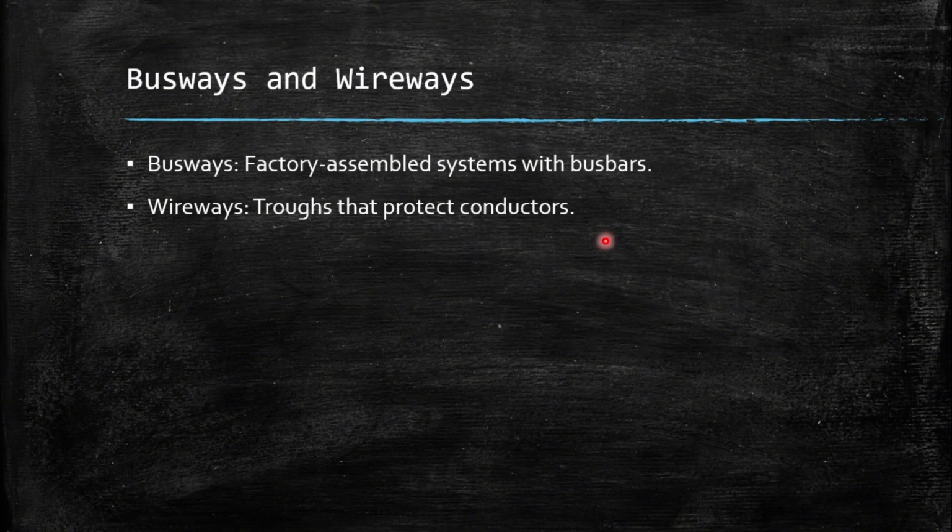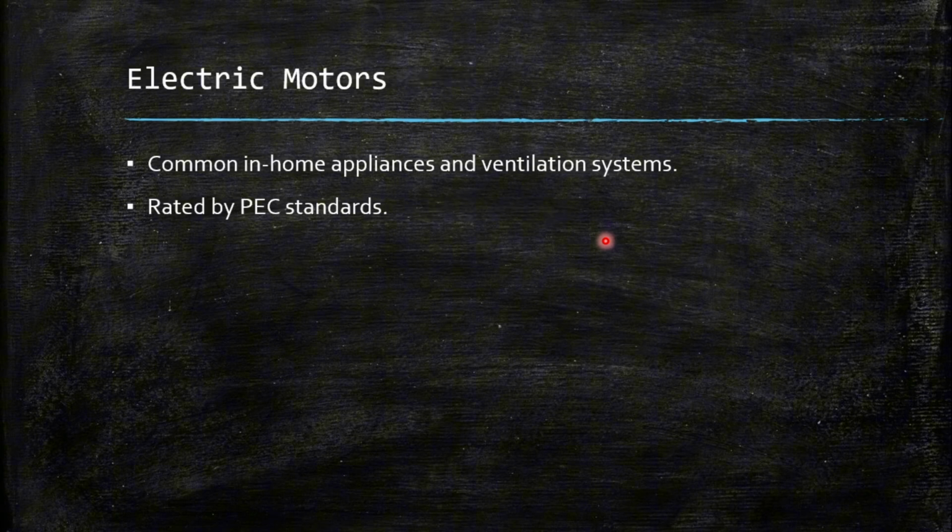Next, we have busways and wireways. Busways are pre-assembled systems that distribute electricity through bus bars, while wireways, on the other hand, are metal or plastic trunking that protects and routes wires. Lastly, we have electric motors. Electric motors are everywhere, from household appliances to industrial fans, and are rated based on PEC standards.